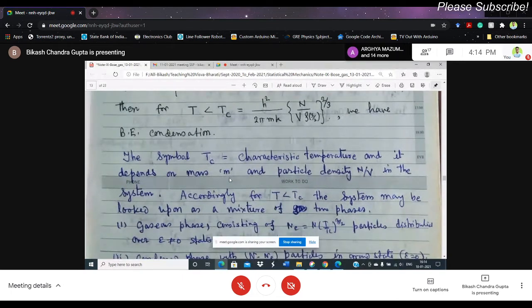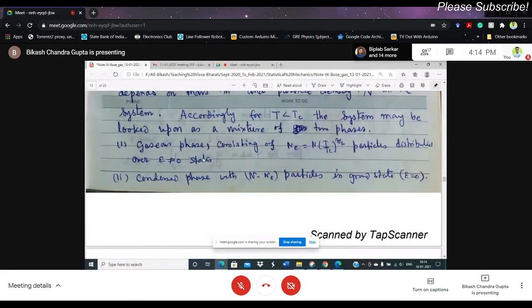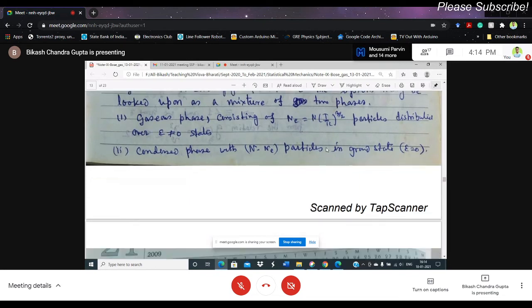Now, the symbol Tc is the characteristic temperature, and it depends on the mass, because in the expression you have this mass, and on the particle density in the system. Accordingly, for T less than Tc, the system may be looked upon as a mixture of two phases: a gaseous phase consisting of the particles in the excited states, and a condensed phase, that is, the particles accumulated in the ground state.